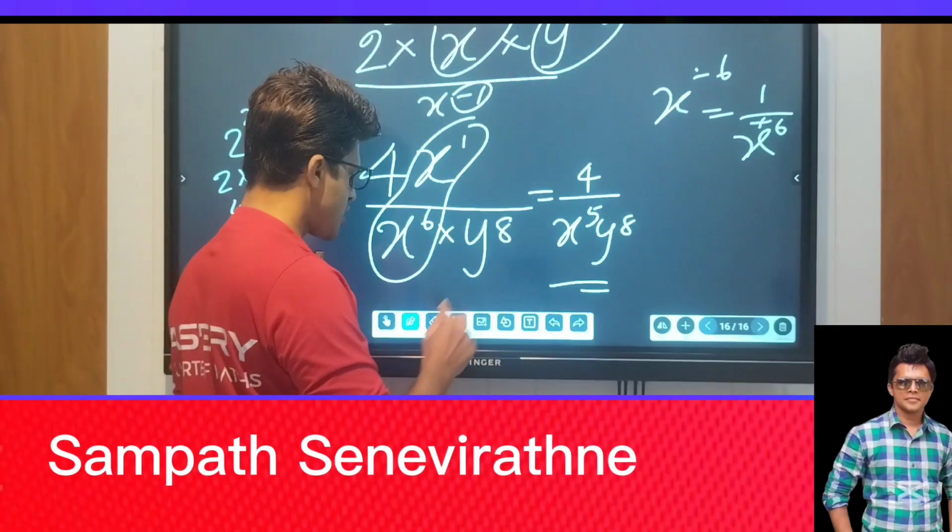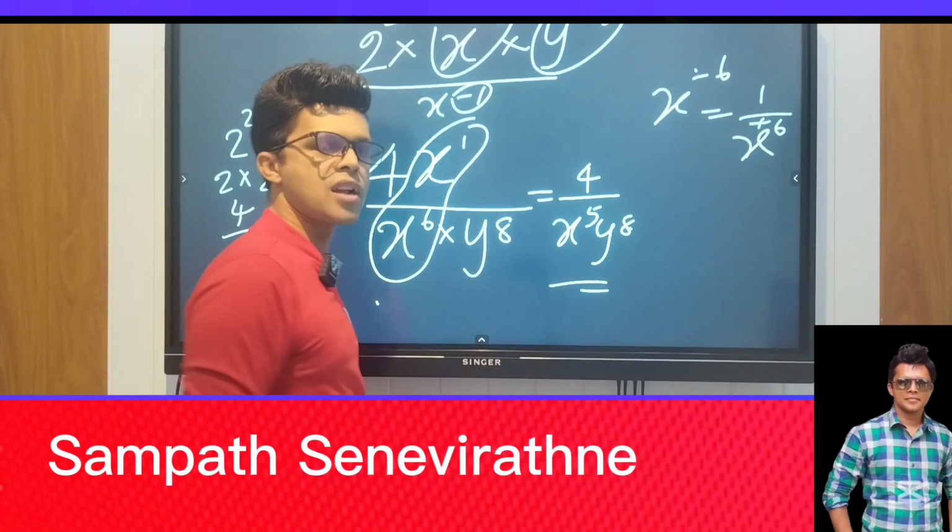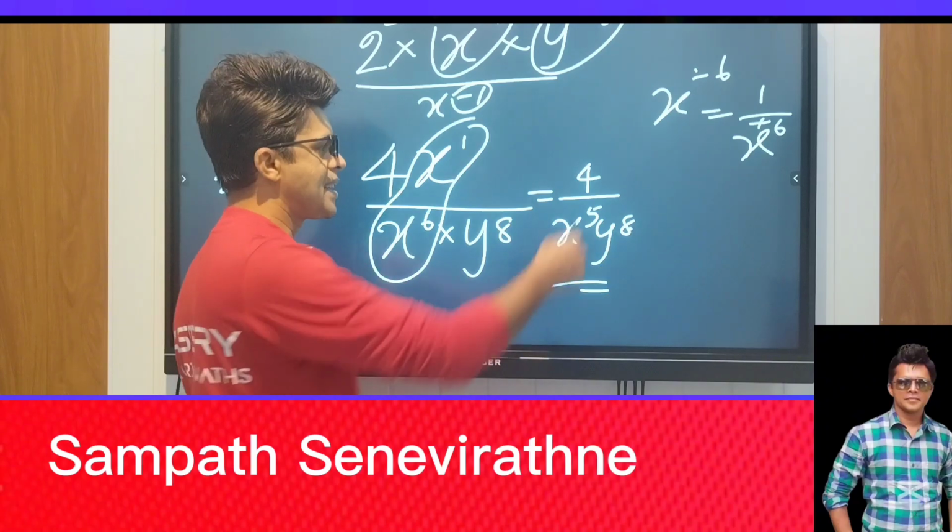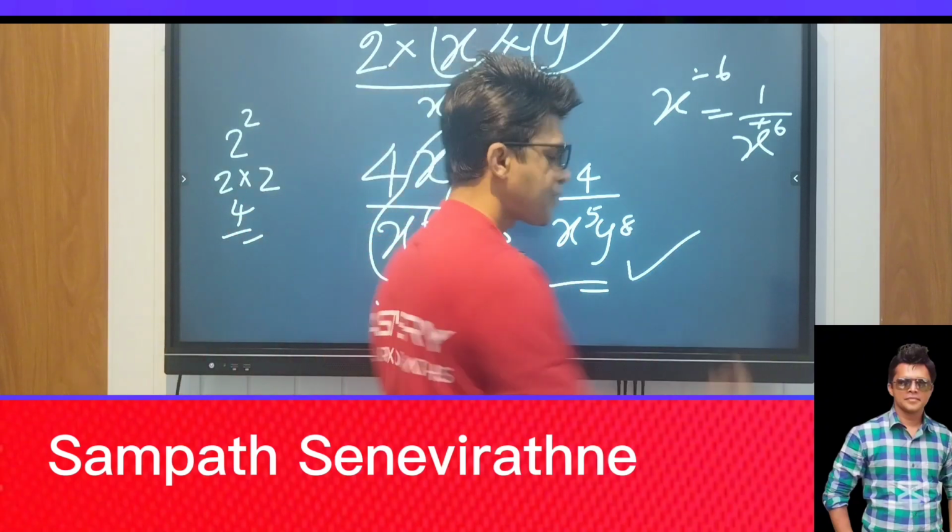Are we able to simplify this 4 and this 8? I mean, this 4 and this 8, we can't. Here is an index value, right? Then here is a digit. So this is the answer.